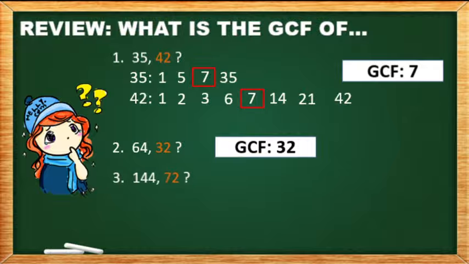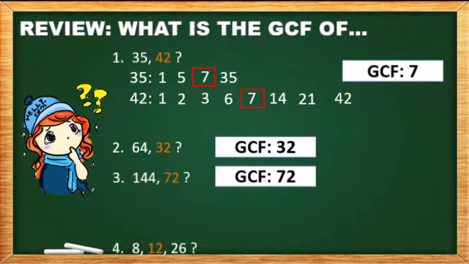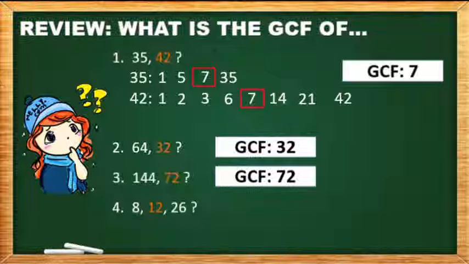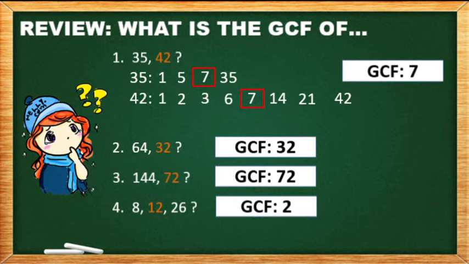Next one, 144 and 72. So what is the GCF of 144 and 72? 72, correct. Next one, 8, 12, 26. Tatlong numbers to. Think of a number, kapag dinivide mo tong tatlong numbers na to, the remainder is 0. So therefore, the GCF is 2. Kasi si 8 and 12 and 26, kaya lang i-divide ni 2.